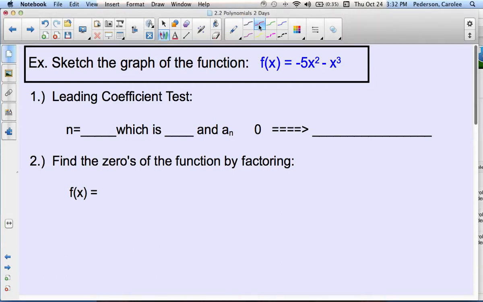I would first want to change it to standard form, so I'm going to put it in descending order. So I'm going to flip-flop the terms on the right, so it's negative x cubed and then minus 5x squared.